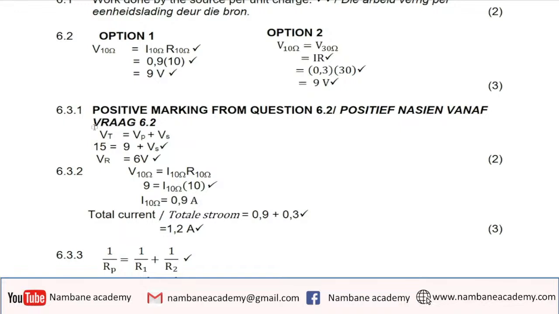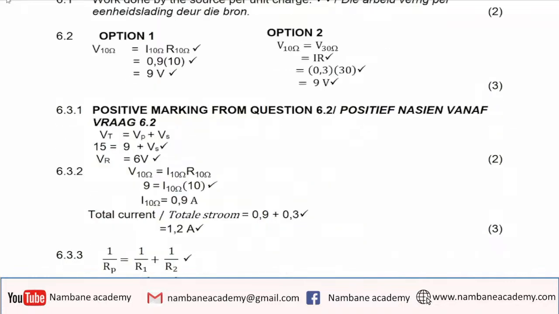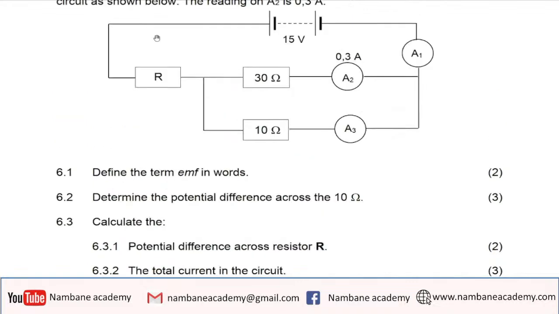So what is happening here? I'm lost. Am I lost or what? No, I skipped the question. Now I'm surprised. The potential difference is 9, which is this one. Now going to 3.1, potential difference across R. So your R is there. I was lost. It was this one here.